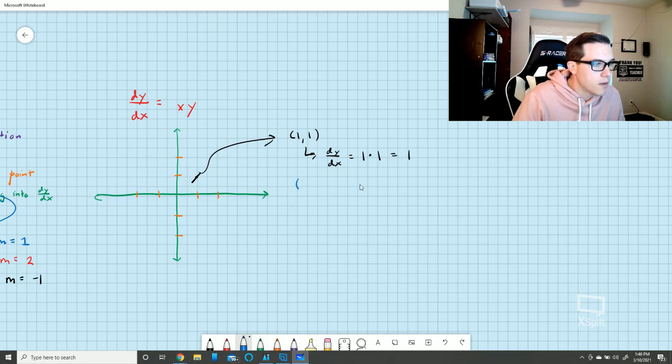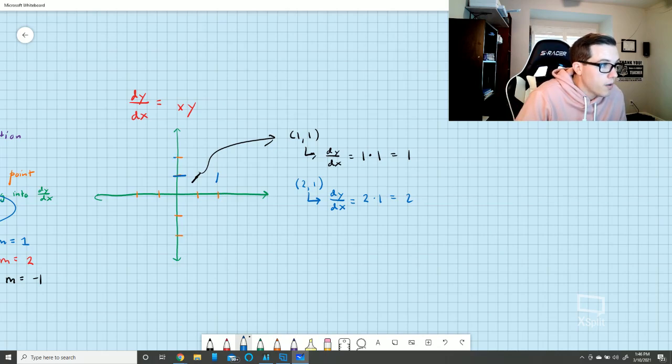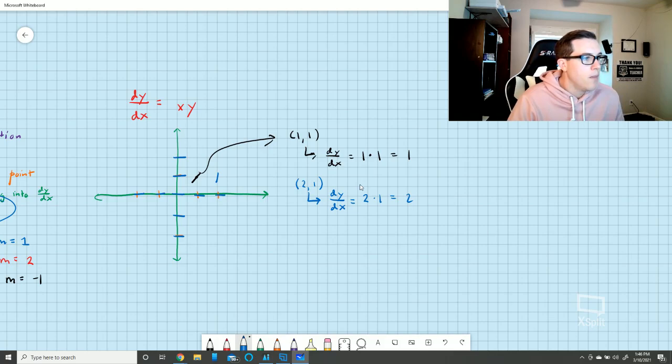How about (2, 1)? Well, in this case, if I plug (2, 1) in, (2, 1) is a little bit steeper. 2 times 1 is 2. So this guy is steeper. Good enough. And then we can kind of just go for it. At (0, 1), we have a slope of 0. So basically we have a slope of 0 anytime x or y is 0. What about at (1, 2)? We have a slope of 2. And look, at (2, 2), we have a really steep slope of 4.